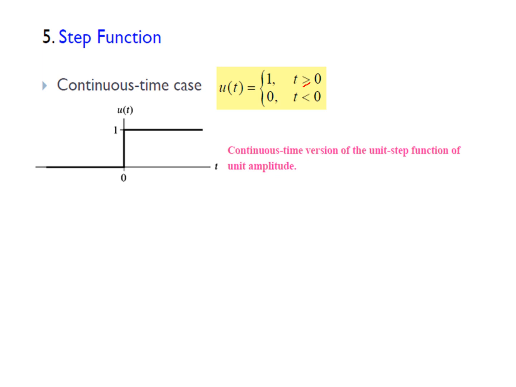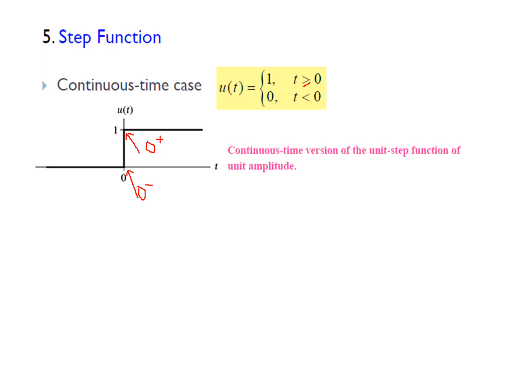Now you may be confused because there are multiple values at t equal to 0. No, I can always mark two things. One is 0 to the power of minus. Then this instant, I can always mark as 0 to the power of plus. Now I can say u at 0 minus is 0, u at 0 plus is 1. Sometimes this kind of representation is required in some signal analysis.